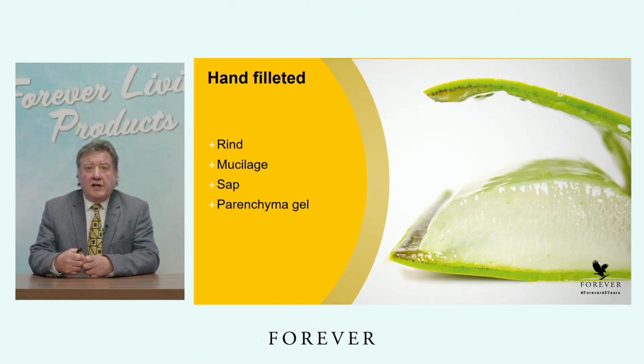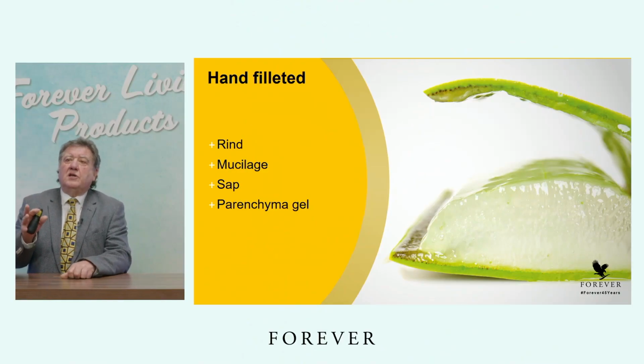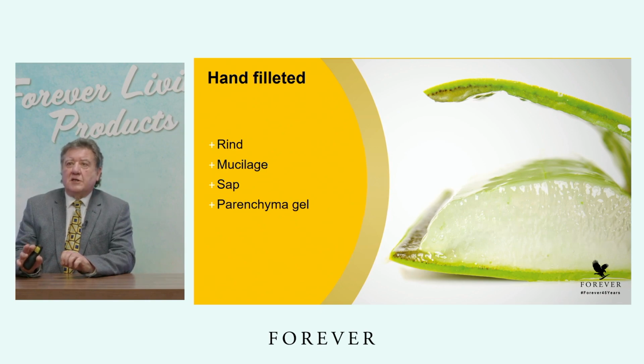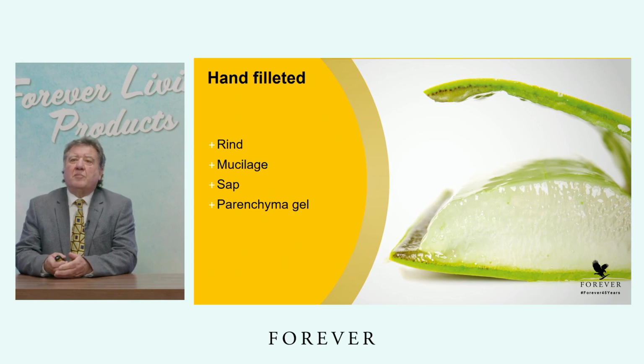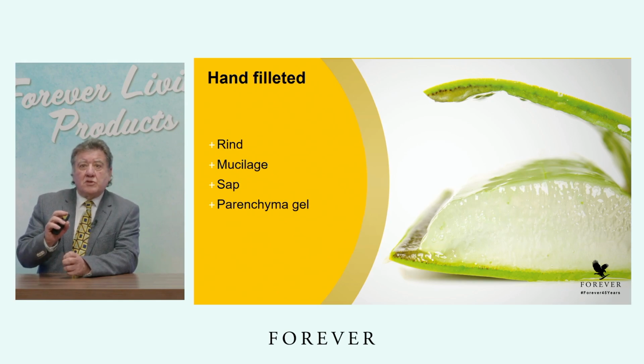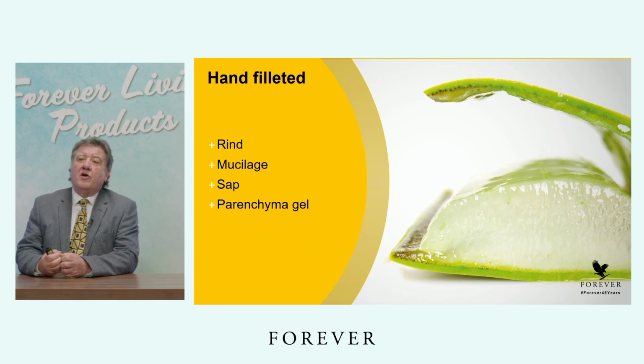So if you actually took a leaf, and on the right here you can see a leaf which has been partially filleted, and you'll notice in the centre you have this large mass of the gel fillet, the parenchyma cells. It has a shiny surface, that is the mucilage layer. And then if you look at the leaf at the top there, you can see little black dots. Those little black dots are the pericyclic tubules, and it's in those where you find the bitter aloes.